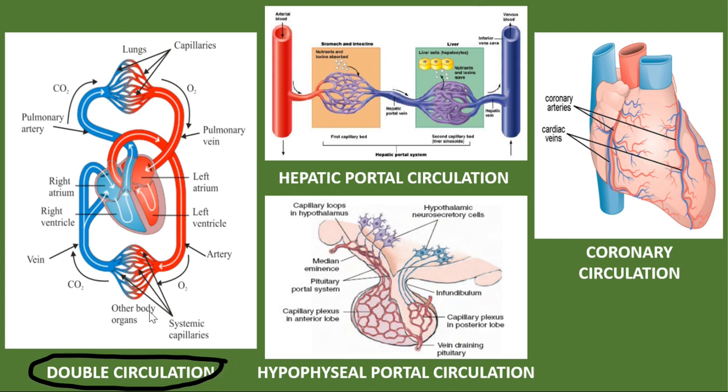Double circulation means that blood passes through the heart twice for each blood circuit of the body. Double circulation is made possible by the heart being divided into right and left halves. The right half is the right and this is the left.